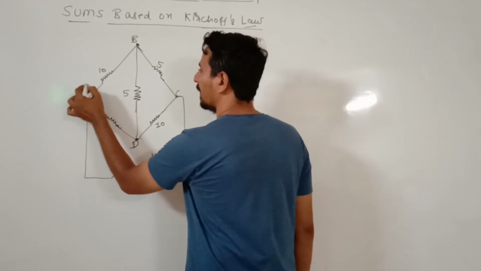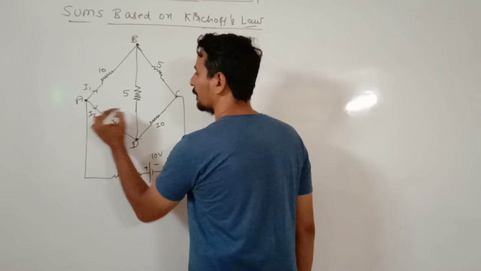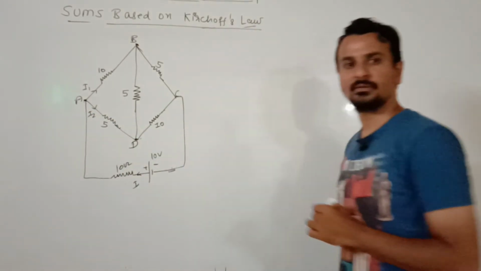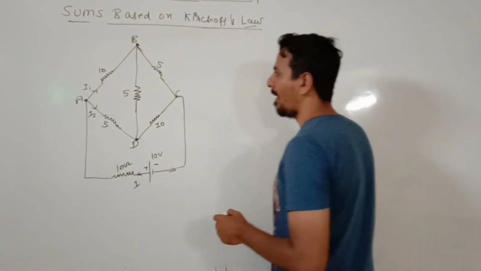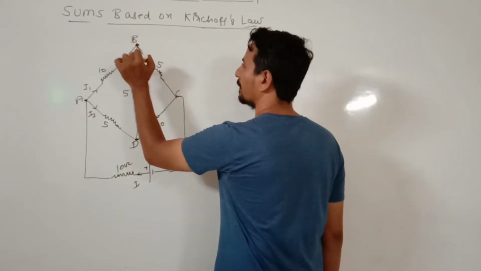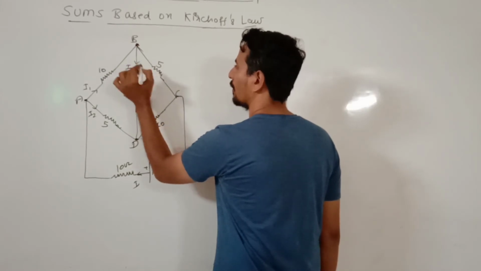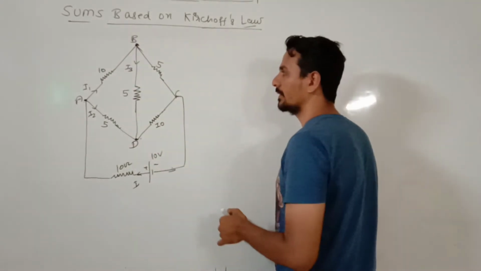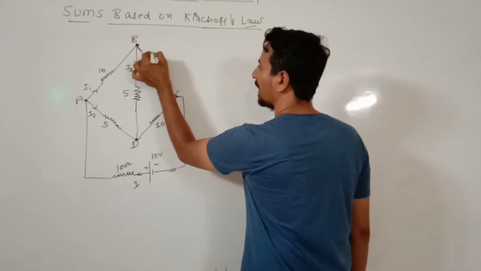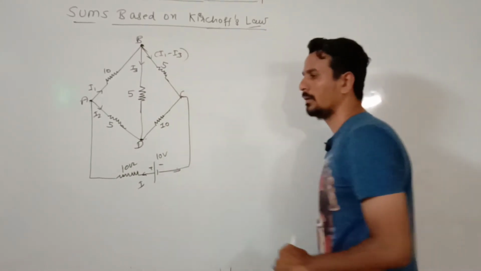I1 is the current flowing through this 10 ohm resistor, I2 is the current flowing through this 5 ohm resistor. Now for the I1 current, the point B is again a junction, so let us say from I1, I3 goes to the 5 ohm resistor. So the remaining I1 minus I3 will flow in this direction.